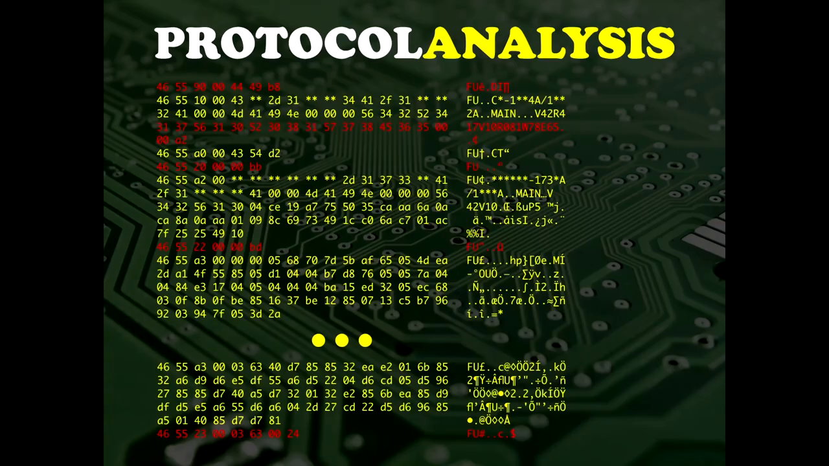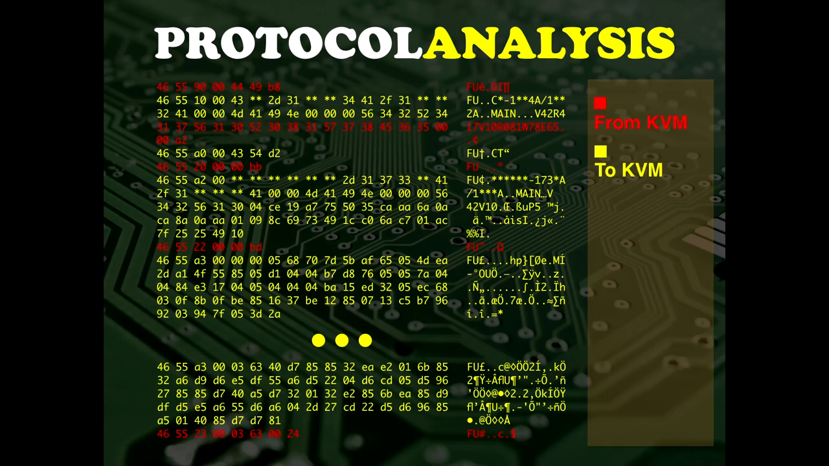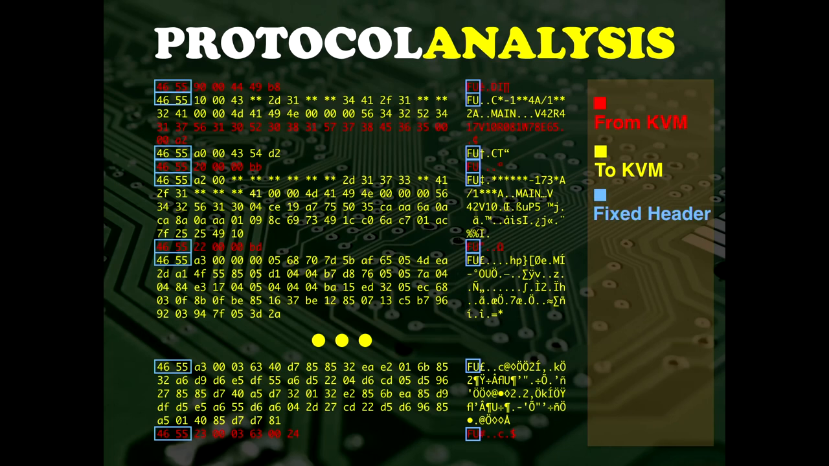So we started sniffing the serial protocol, and we got an output that looks something like this. Now let's analyze this together, just very quickly. First thing we see here is that there are two types of messages. The red messages are from the KVM, and the yellow messages are sent to the KVM over the serial cable. The first thing we notice is that each of these messages has some kind of fixed header to it. The hex value of it is 4655, which is the ASCII representation of FU. All right, is anybody trying to tell us something here, FU? Well, yes, actually they are trying to tell us something, and that something is firmware upgrade.